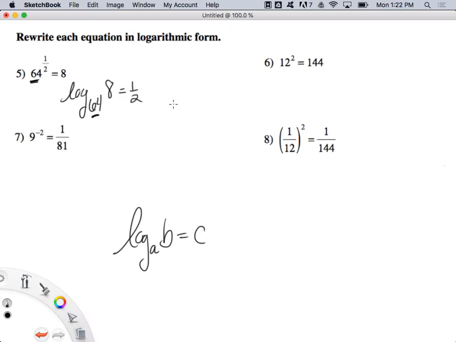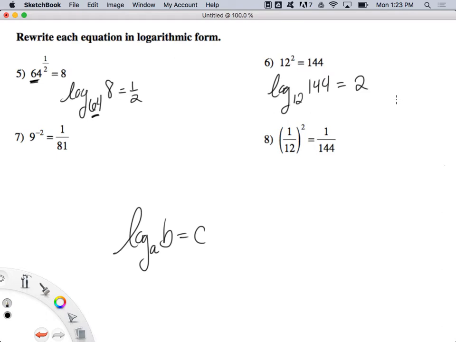And the key to remember here is the logarithm always equals the exponent. So whatever the exponent is, that's what it's equal to. So the base is the same, and the logarithm equals the exponent. Is that clear? So to do the next one, it would be log base 12 of 144 equals the exponent 2. Okay. Any questions? With that, go ahead and do number 7 and number 8 on your own, please. I'm just asking you to rewrite it in logarithmic form.